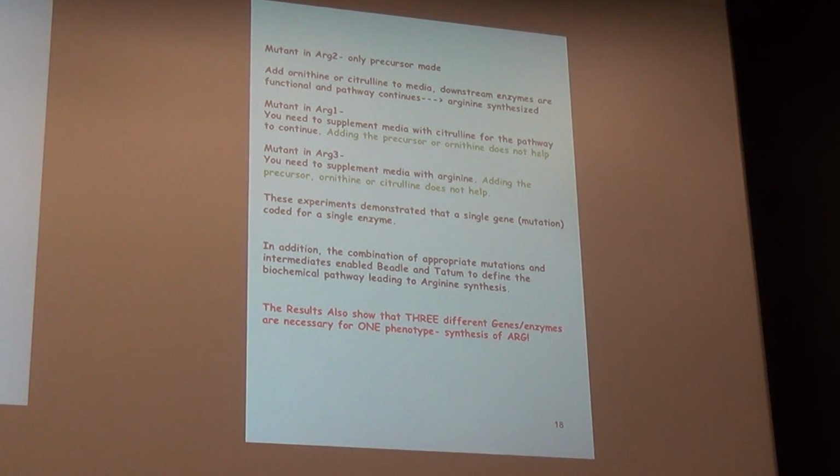So when you have genes in a single pathway and you're looking at the last step in the pathway, all of the mutants in that pathway will appear to have the same phenotype. Now, of course, if you focus on production of ornithine or production of citrulline, the different mutants will have different phenotypes. But if you focus on the last step, then it will appear that there are 3 different genes or 3 different enzymes that are necessary for a single phenotype, the production of arginine. All right? So that's important to keep in mind as we go forward.